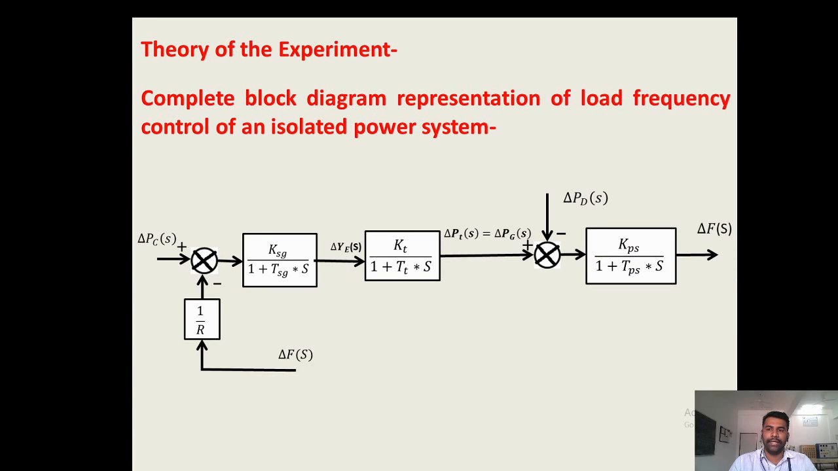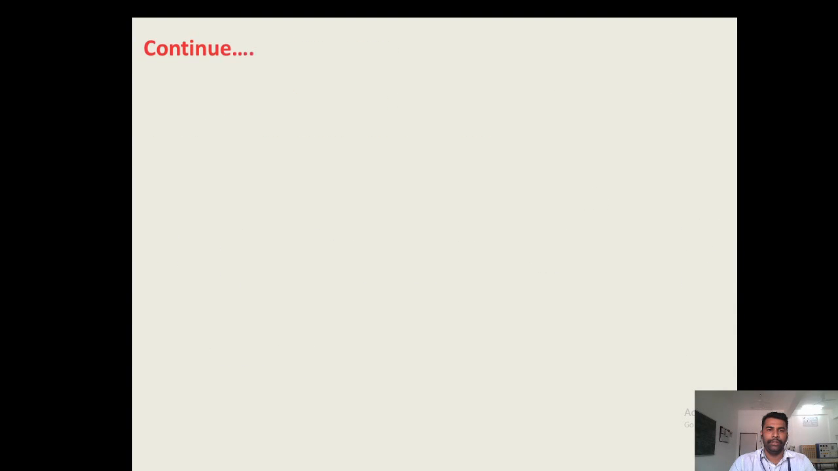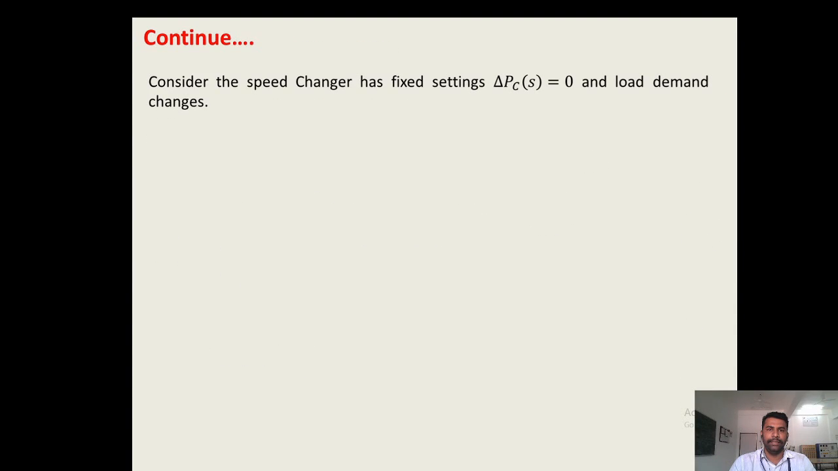The output of the generator load system, that means change in f of s, we will feed back to the speed changer setting. This way we complete the block diagram representation of load frequency control of an isolated power system. Now we will consider that the speed changer setting has a fixed setting. So change in Pc of s is equal to 0, and under this condition the load demand changes.